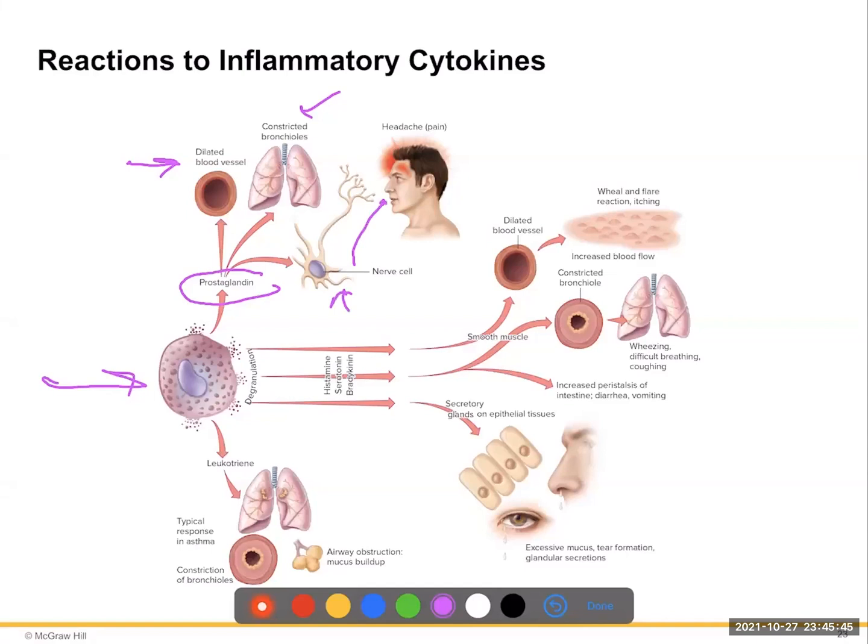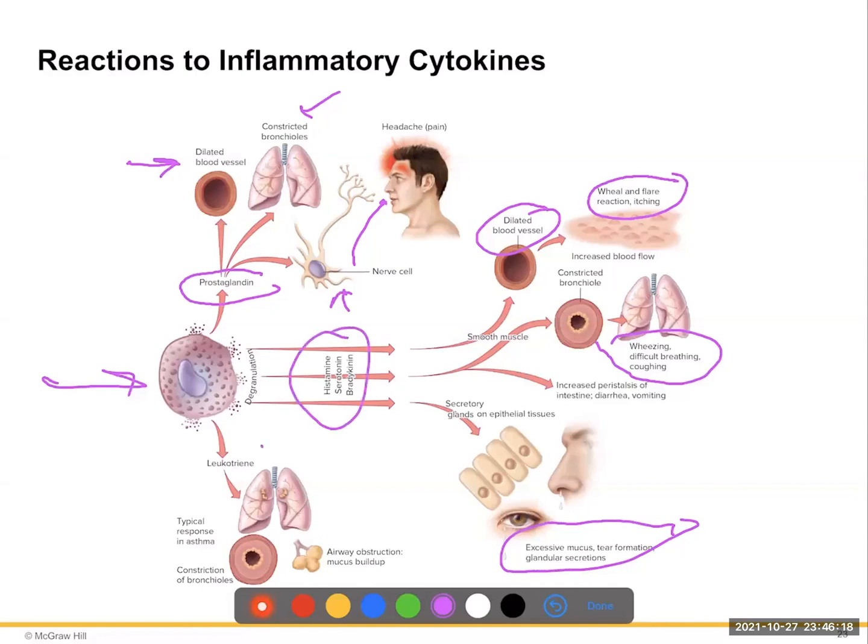Degranulation, the histamine, serotonin, bradykinin, they all affect the smooth muscle. Again, get blood vessel dilation. You get your wheals, flaring, and itching reaction, dermatitis on your skin. In the bronchioles of the lung, they constrict the lungs. Okay, get wheezing, difficulty breathing, coughing, increased peristalsis of the intestine, you get diarrhea, vomiting. The secretory glands cause more runny noses, eyes watering, things like that. Okay, so you have prostaglandins, you have histamine, serotonin, bradykinin, and then the leukotrienes. Those are all granularly released by the mast cells when they're activated from the antibody complex binding to the antigen.